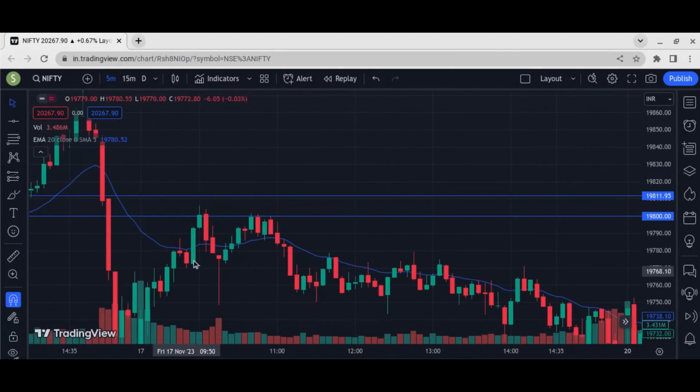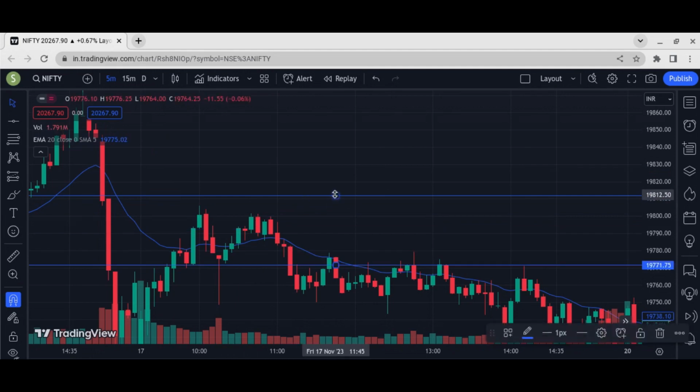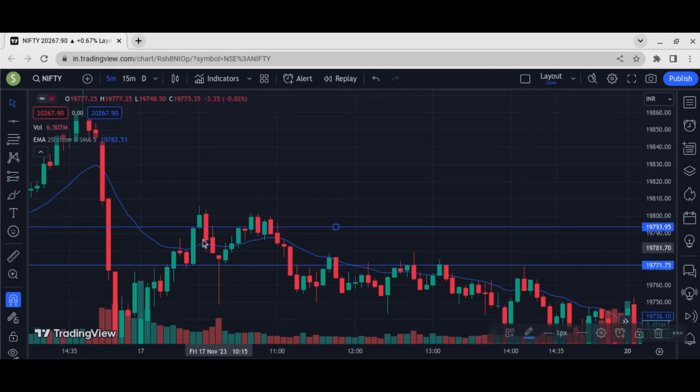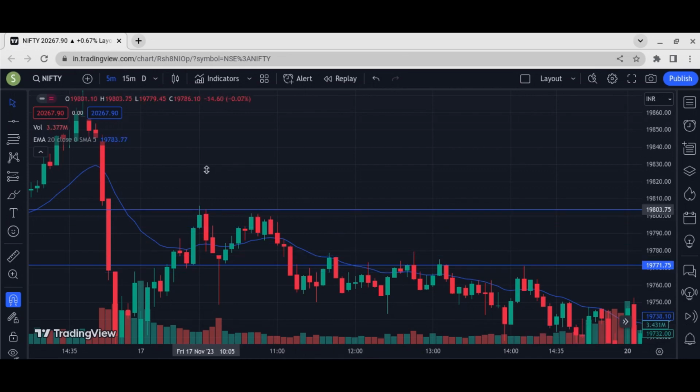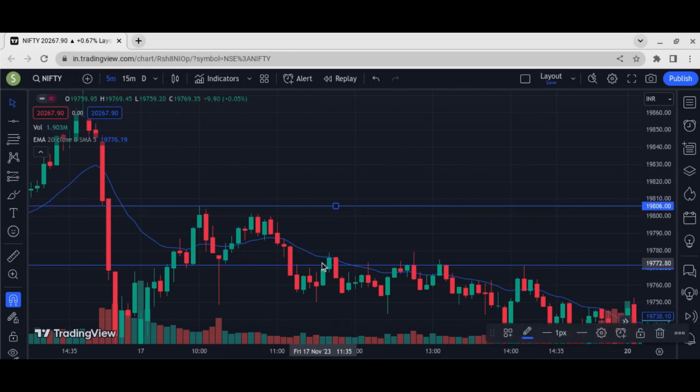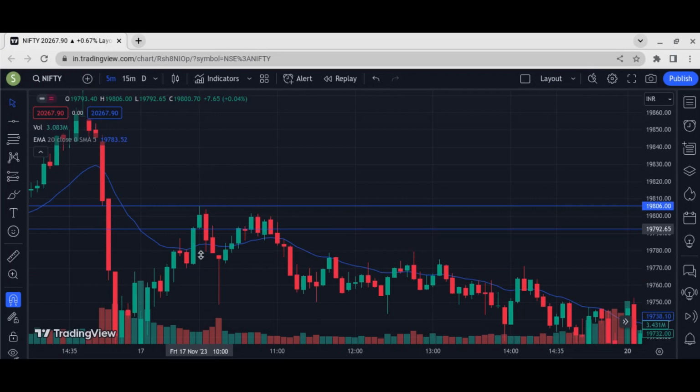So if you see here, this is the low point and this is the high point. The moment it closed here, one can go long. Our stop loss is the low point of the green candle. So it started to go up and closed above the high point. Now we have to mark the current high and we have to trail our stop loss.